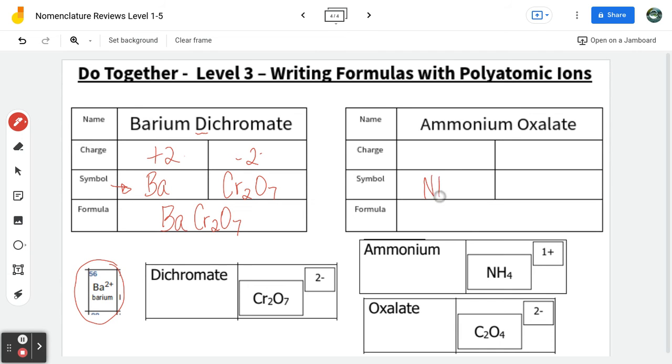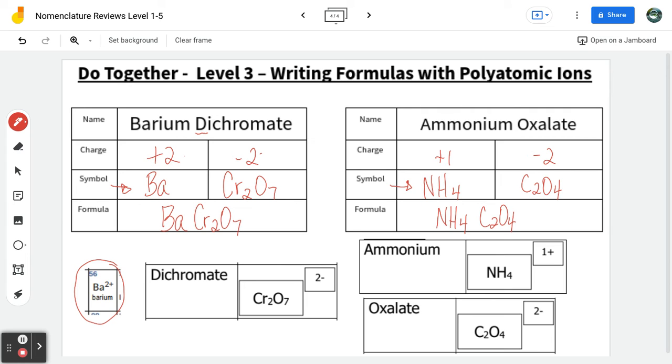Ammonium is the only positive polyatomic ion that we will use. So this one is going to have two polyatomic ions. NH4 is our positive one, and C2O4 is oxalate. That's our negative one. First rule that we're going to do, we're going to keep everything in the symbol row exactly as is. I'm not going to change or lose anything. So NH4, C2O4.